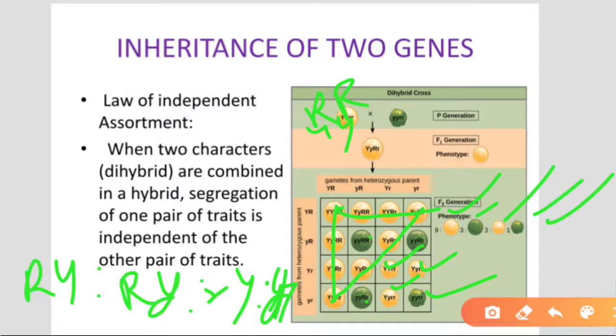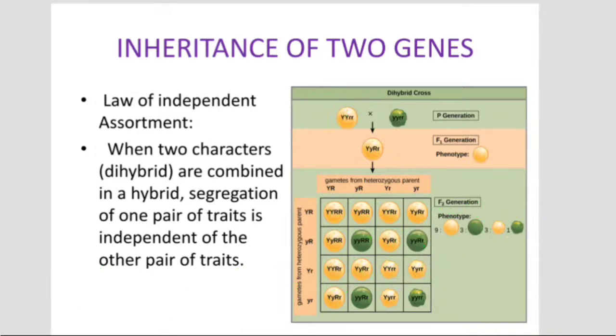And in the F2 generation, all are independently segregated, independently assorted. That's why it is called the law of independent assortment. All characters are segregated: round and yellow, yellow and wrinkled, green and round, and wrinkled and green, all are segregated in this topic.